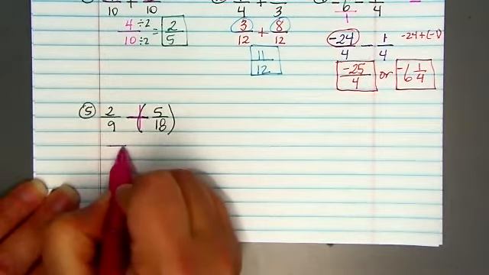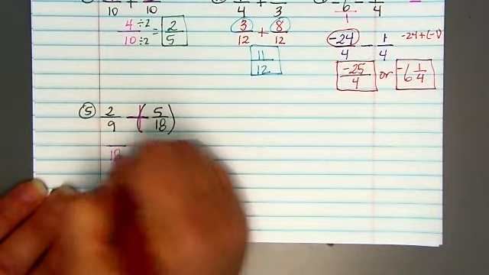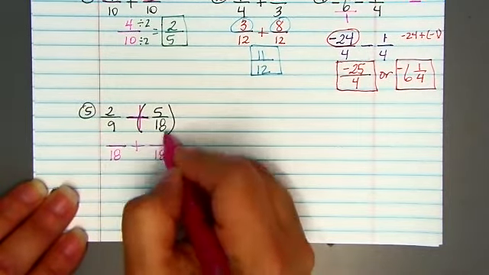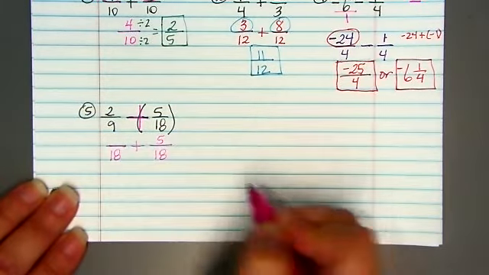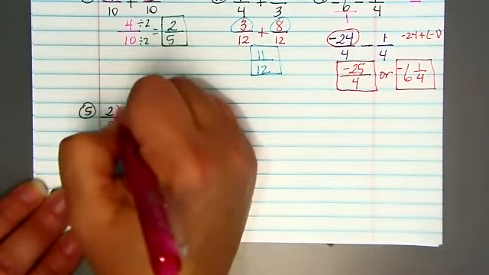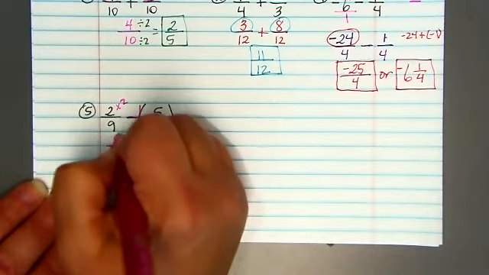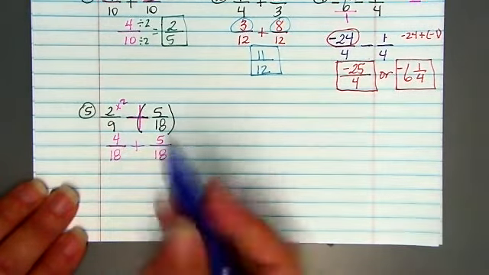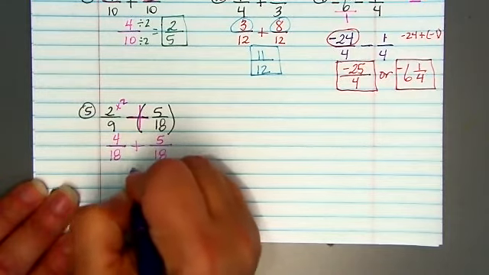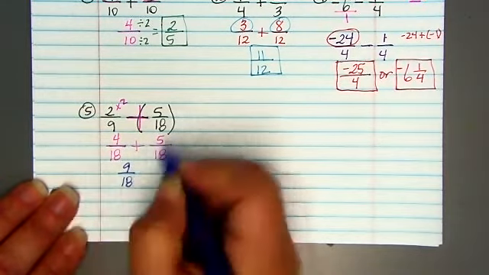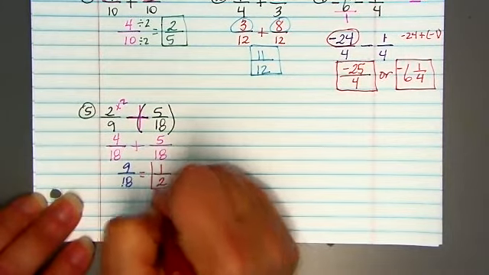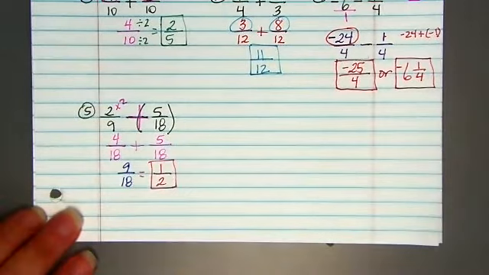My common denominator between 9 and 18 is going to be 18. This has the same denominator, so I'm just going to rewrite the numerator. Now 9 goes into 18 twice, so I'm going to do times 2. So this now becomes 4 over 18. And now we just add. So I end up with 9 over 18, which simplifies to 1/2. And there's that final answer.